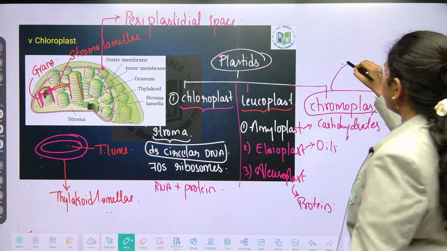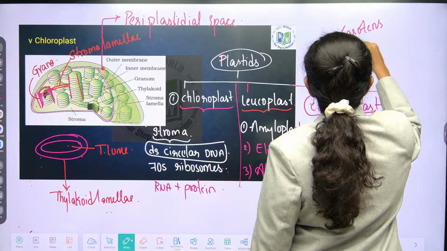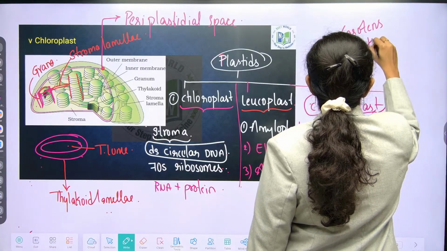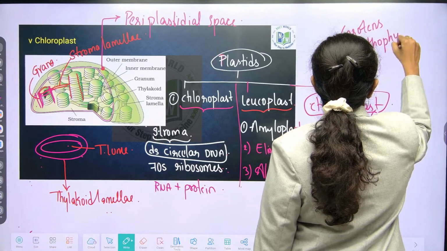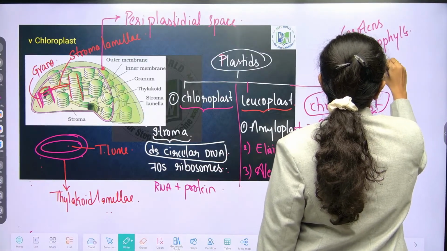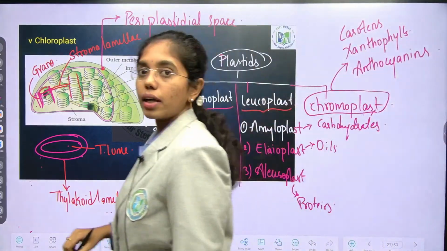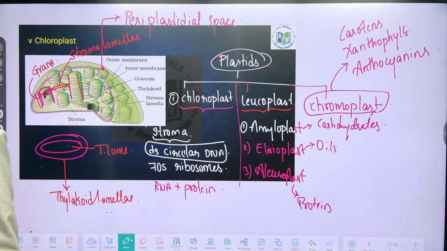You can note down the pigments. Done, right? Clear with plastids? Shall we move on to nucleus?